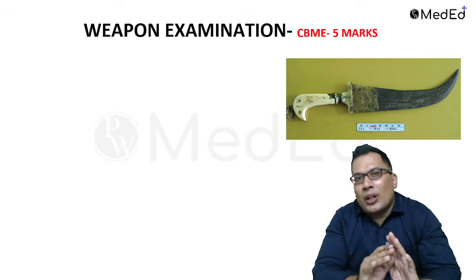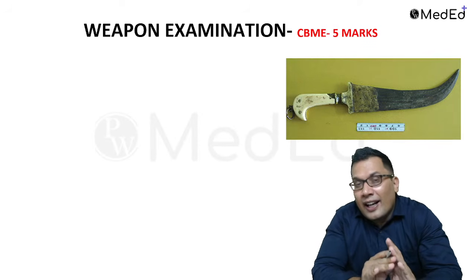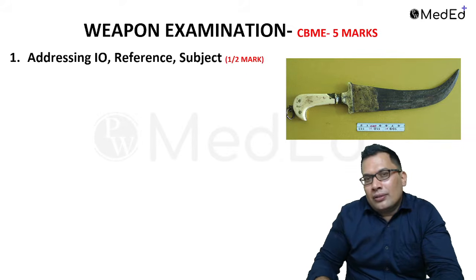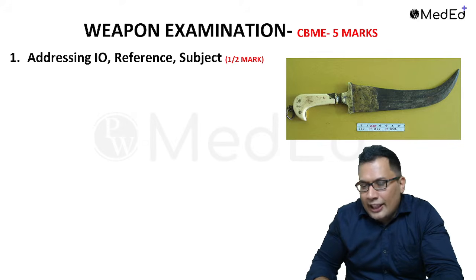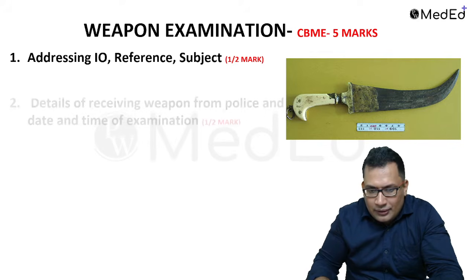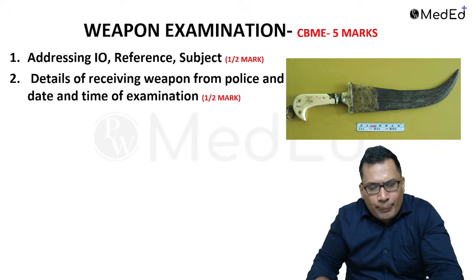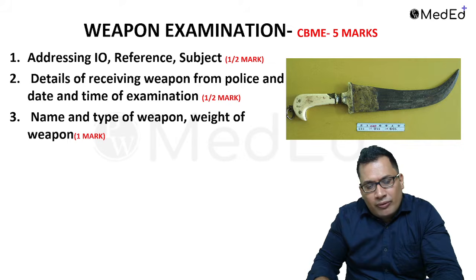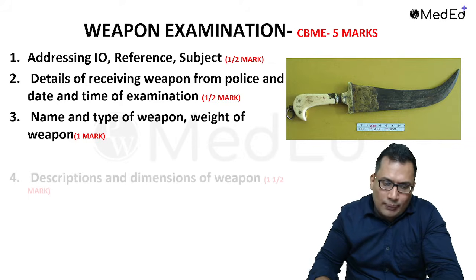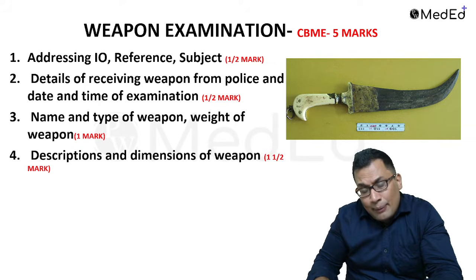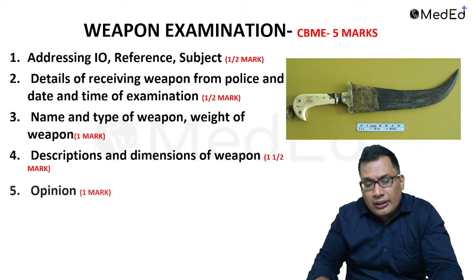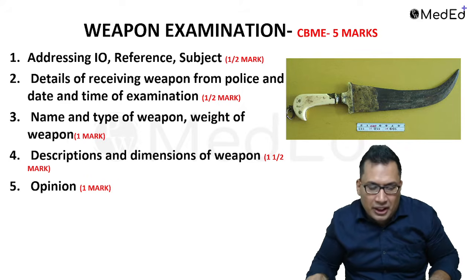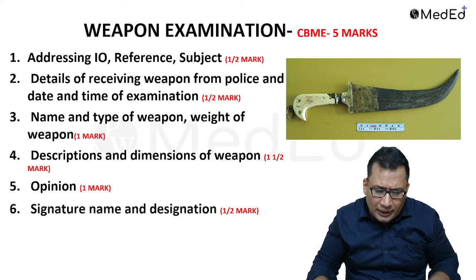Weapon examination. How to write weapon examination certificate as per CBME. 5 marks. You need to mention addressing IO, the reference and the subject, details of receiving weapon from police, date and time of examination, name and type of weapon, weight of the weapon is 1 mark, then the description and dimensions of weapon, end of mark, lastly the opinion. So all these are the components of weapon certificate. Let's see how to write.